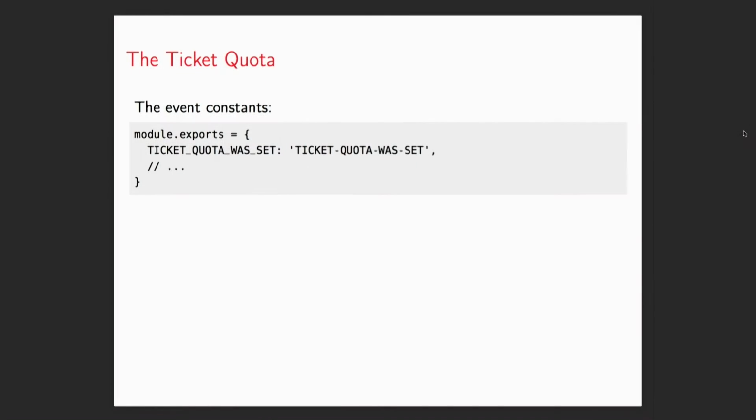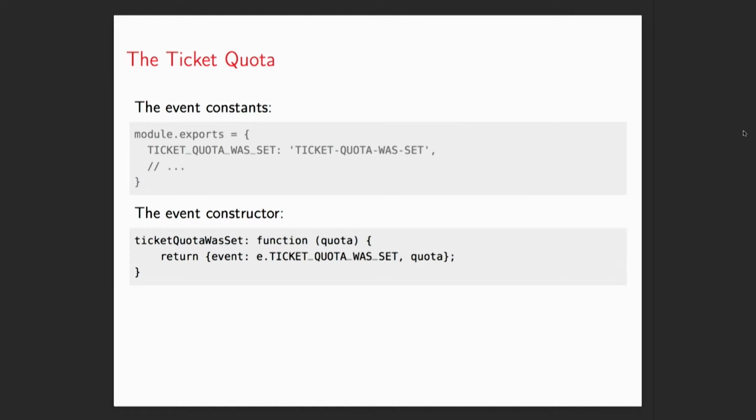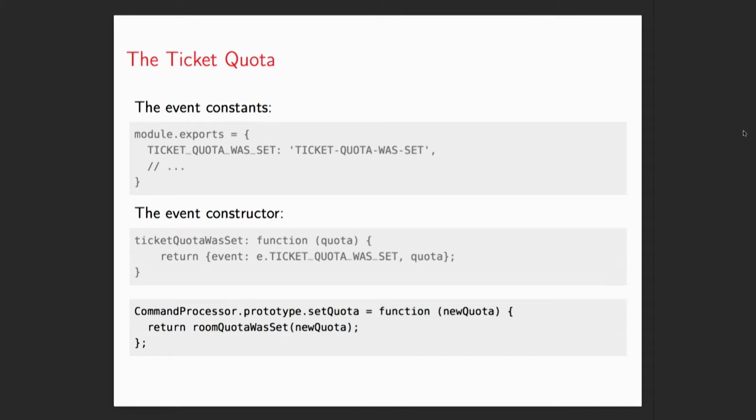First, we have a long list of event constants, one constant for each event. I'll talk you through the ticket quota setting, because it's a bit easier, so we can go over it more quickly. First we say, okay, this is the constant. Then we also have a constructor. We give it the new quota, and then we get an object, just to make sure that our events are always formed uniformly. So we create this function. And then for the command, where we call set quota, what do we do? We construct the appropriate event and hand this back.